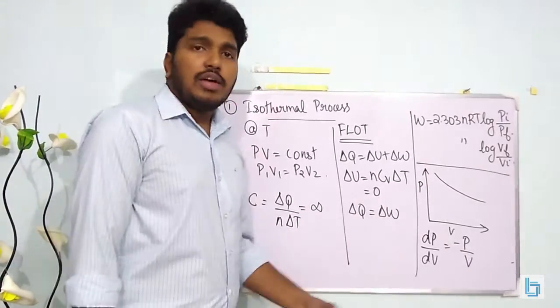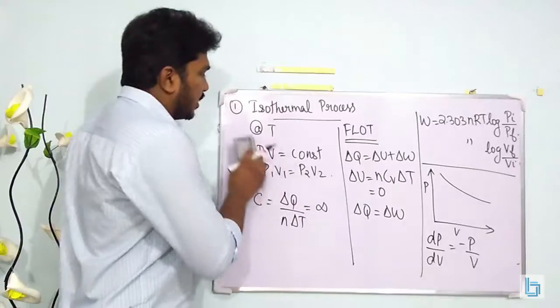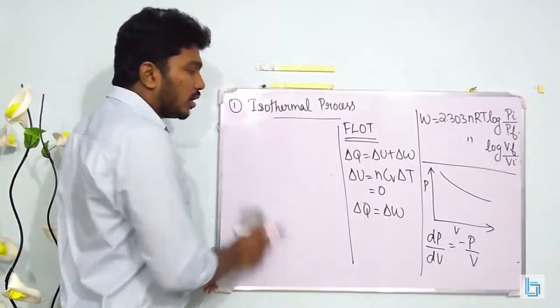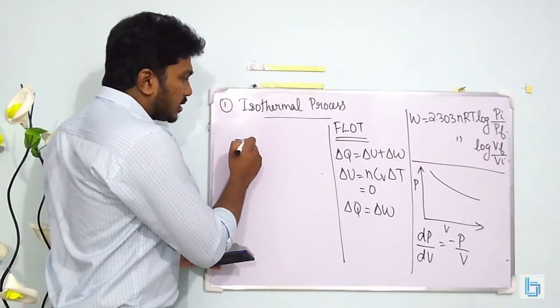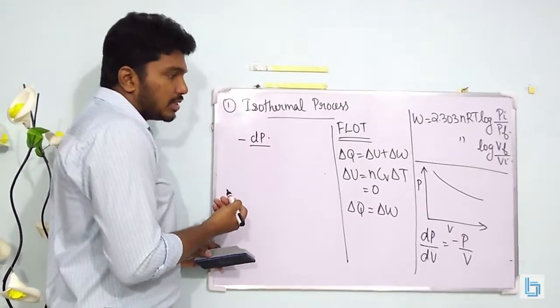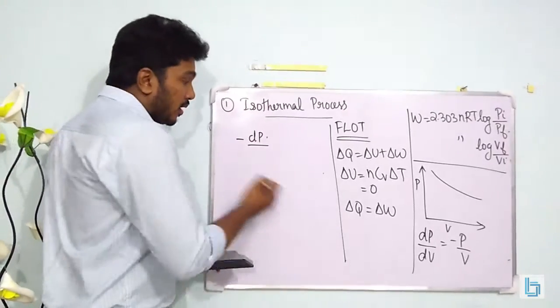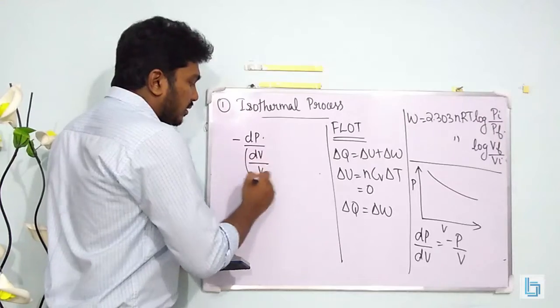Okay. Now here we can also define the isothermal bulk modulus of elasticity. And the isothermal bulk modulus of elasticity can actually be obtained from here. We can write minus dP by, taking V to the other side, dV by V.